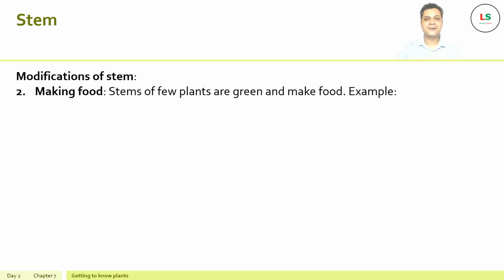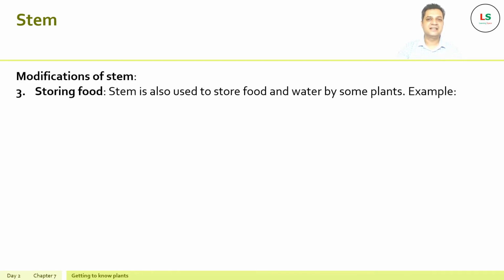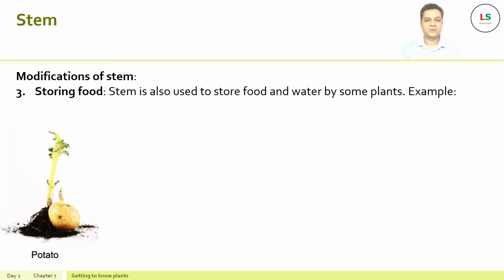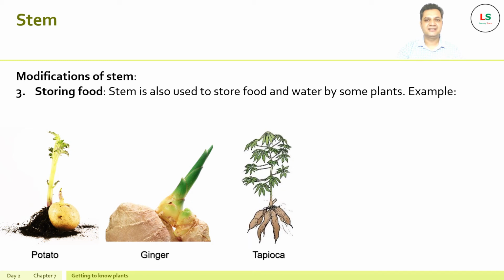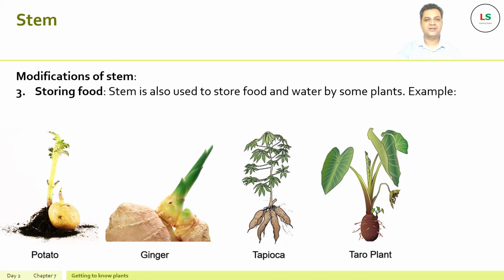The second one is making food. Stems of a few plants are green and make food. Example, cactus. And the third modification is storing food. Stem is also used to store food and water by some plants. Example, potato, ginger, tapioca or cassava, taro plant or arabi, and onion.